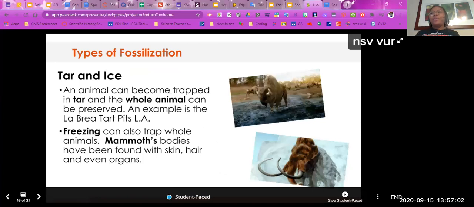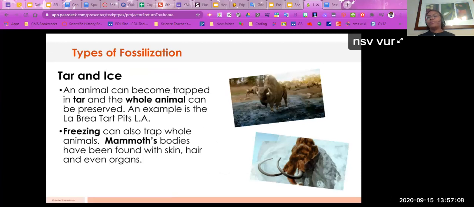All right. Next, we have our tar and ice. With tar and ice, this is one of the ones that you can actually find soft tissue in. You may be able to find some in that amber too, just like I said, by looking at that spider, it looks well preserved. But in ice and tar, you also may find some. The tar itself is rather warm. There are tar pits that they could have fallen in, and it literally could have preserved the whole animal as it is. Freezing, we found mammoths' bodies that still had skin, hair, and organs in them, just because they got trapped and frozen in some of the glaciers.